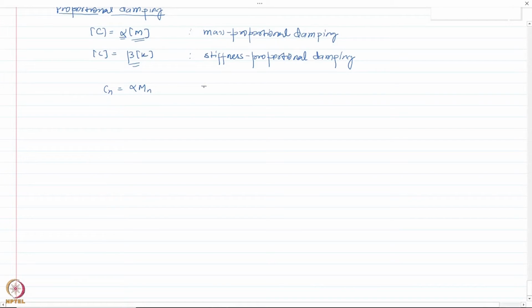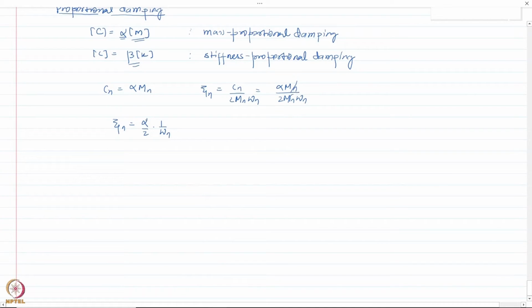Now if that is the case, then the damping ratio for the nth mode can be found as Cn divided by 2 Mn omega n. So this is alpha Mn divided by 2 Mn omega n. So my damping ratio actually becomes alpha by 2 times 1 by omega n. The only unknown here is alpha. And how do we get alpha?